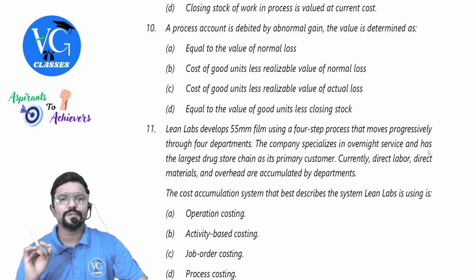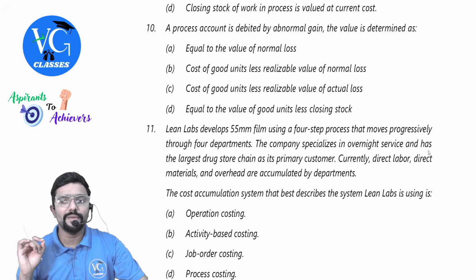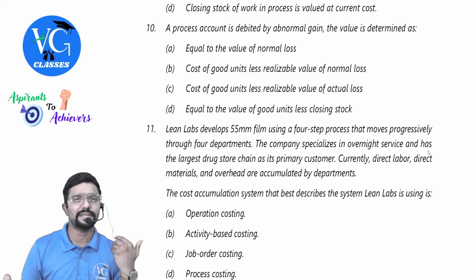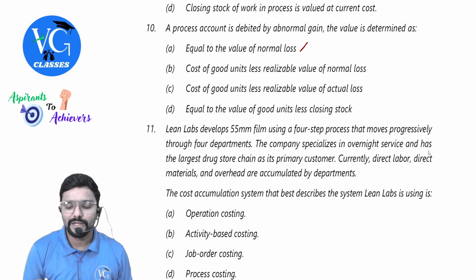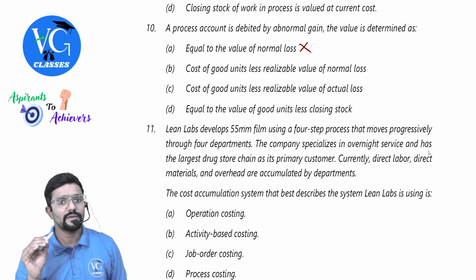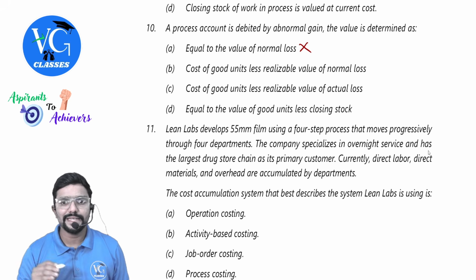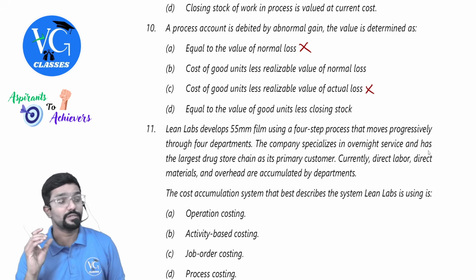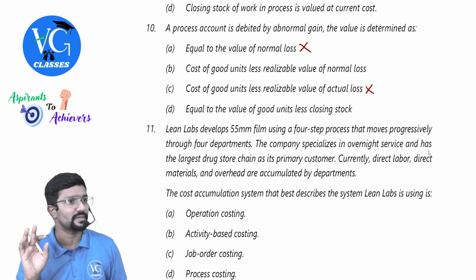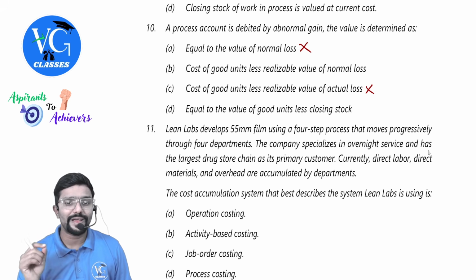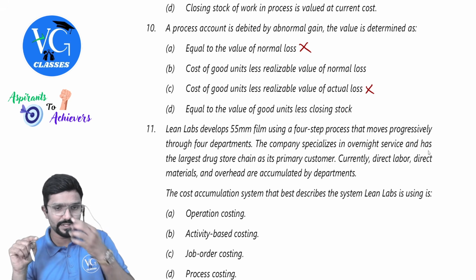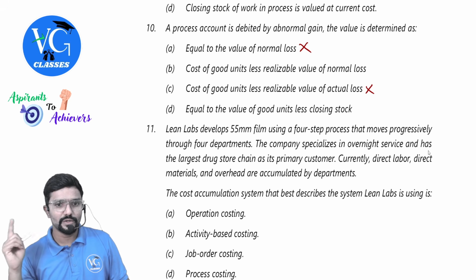Tenth one. A process account is debited by abnormal gain. The value is determined as... So we will show it on the debit side. How do we determine its value? Equal to value of abnormal loss? No. Cost of good units less realizable value of normal loss? We will see. Cost of good units less realizable value of actual loss? No. See, normal loss is different, actual loss is different. Actual loss will include abnormal loss also. That is total loss. Equal to value of good units less closing stock.